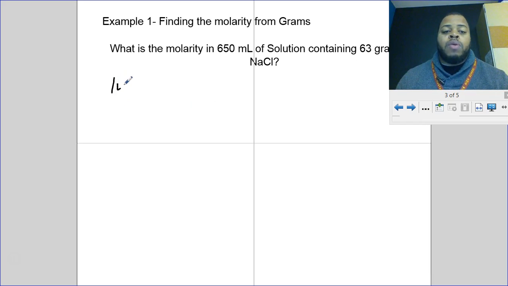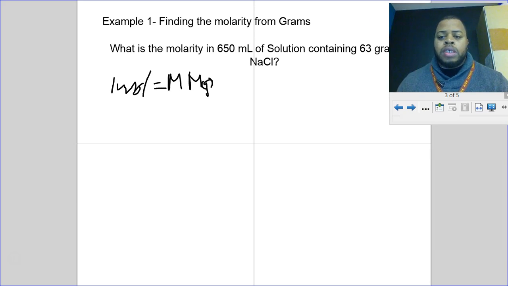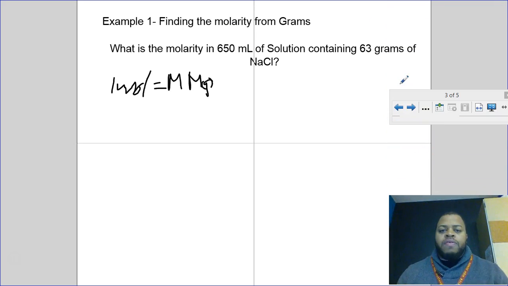So that means we're going to be using our 1 mole is equal to the molar mass in grams. I'm going to abbreviate here because, as you can see, my handwriting is a little weird. So let's go ahead and get it started. The question says, what is the molarity of 650 grams of sodium chloride? So I have a volume, and I don't have moles, but I have a way to get moles.